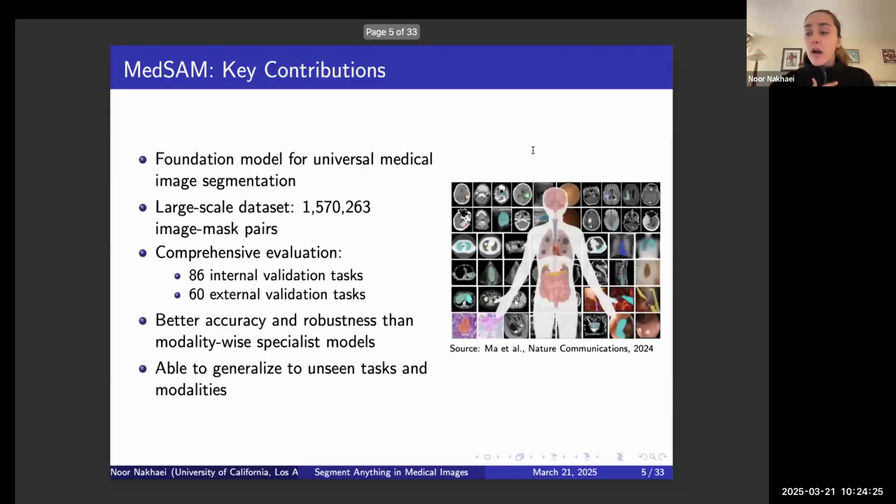This work is focusing on training the SAM architecture on medical images, so it's called MedSAM. It's a foundation model for universal medical image segmentation. As you can see in the snapshot, it was trained on more than 1.5 million image mask pairs. They have run it through comprehensive evaluation, 86 internal validation tasks, and 60 external validation tasks. It has shown better accuracy and robustness than modality-wise specialist models, and it's able to generalize to unseen tasks and modalities, which, again, as mentioned, is a huge problem, especially in the medical domain for image segmentation.